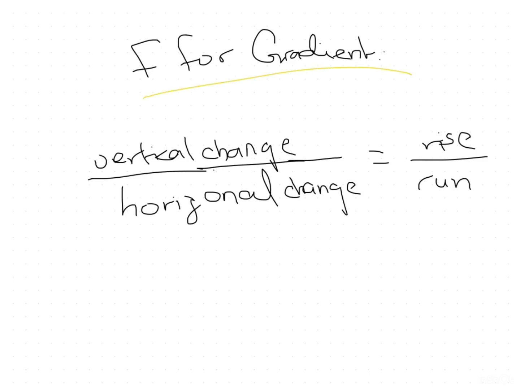Finally, how to find a gradient? The formula for finding a gradient is vertical change upon horizontal change, or rise upon run.